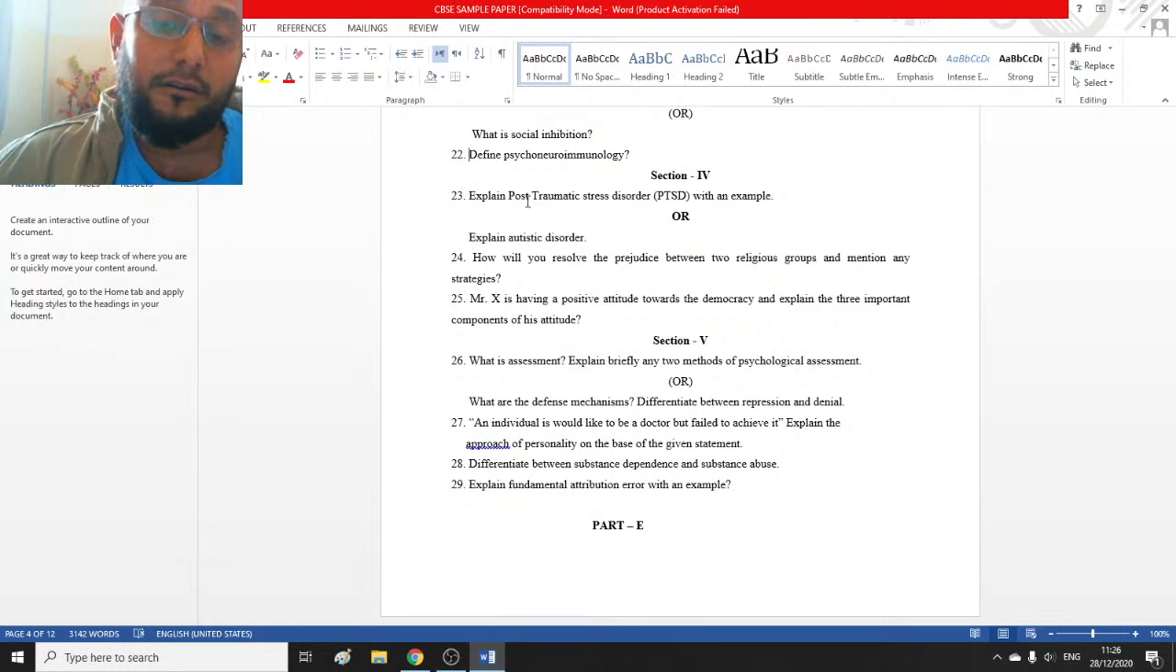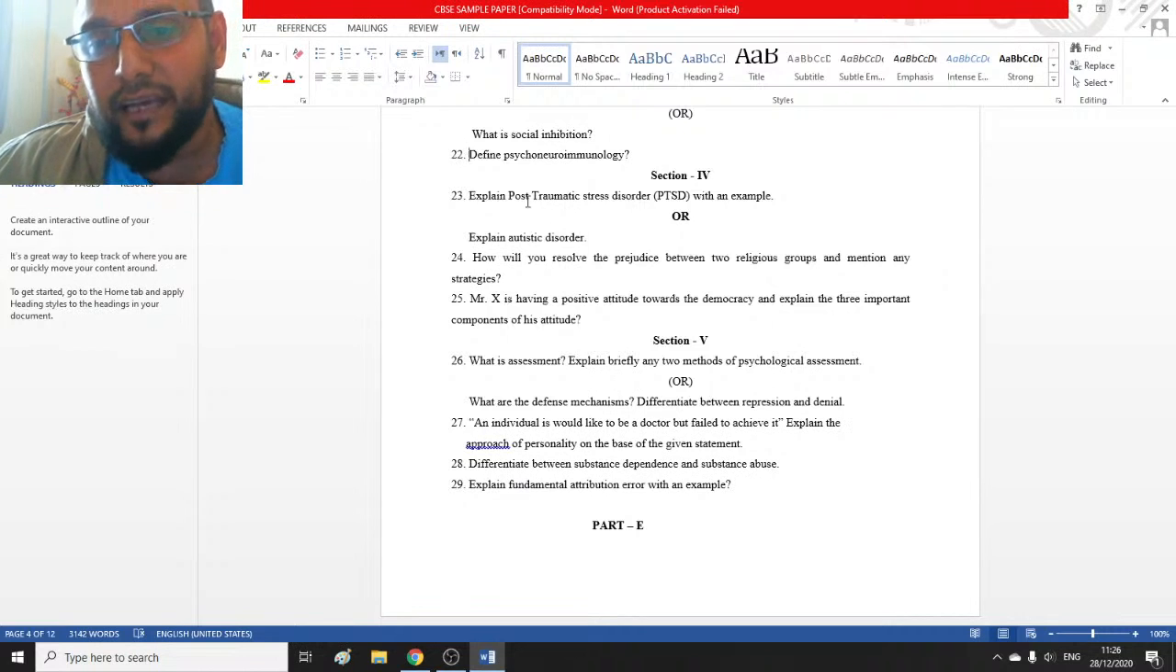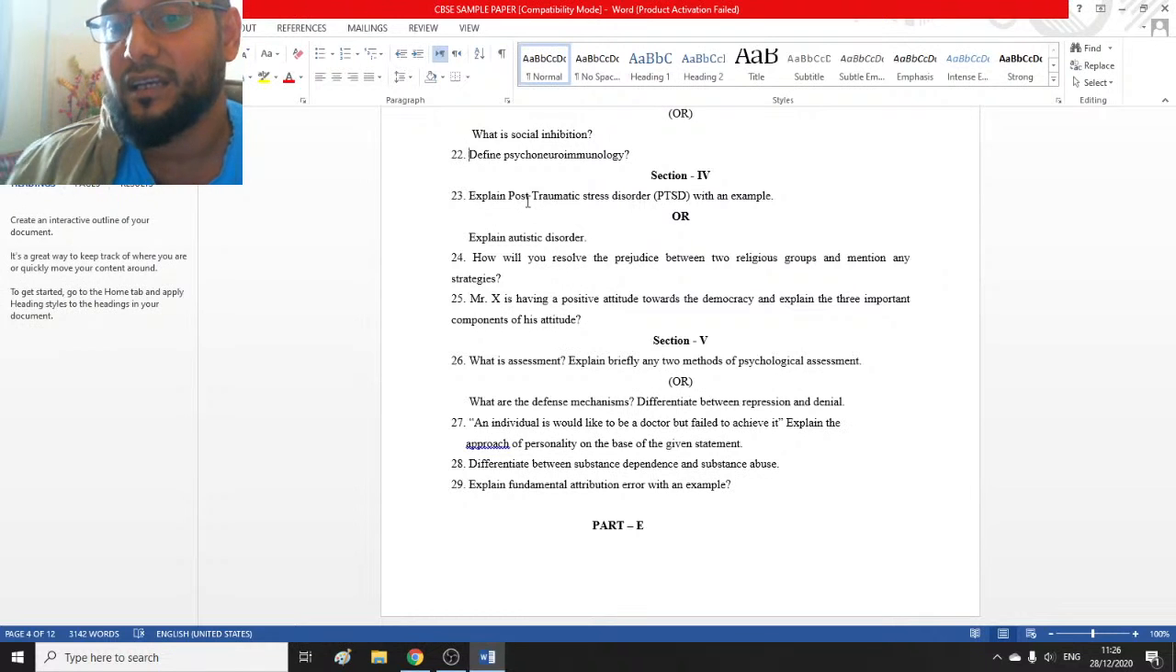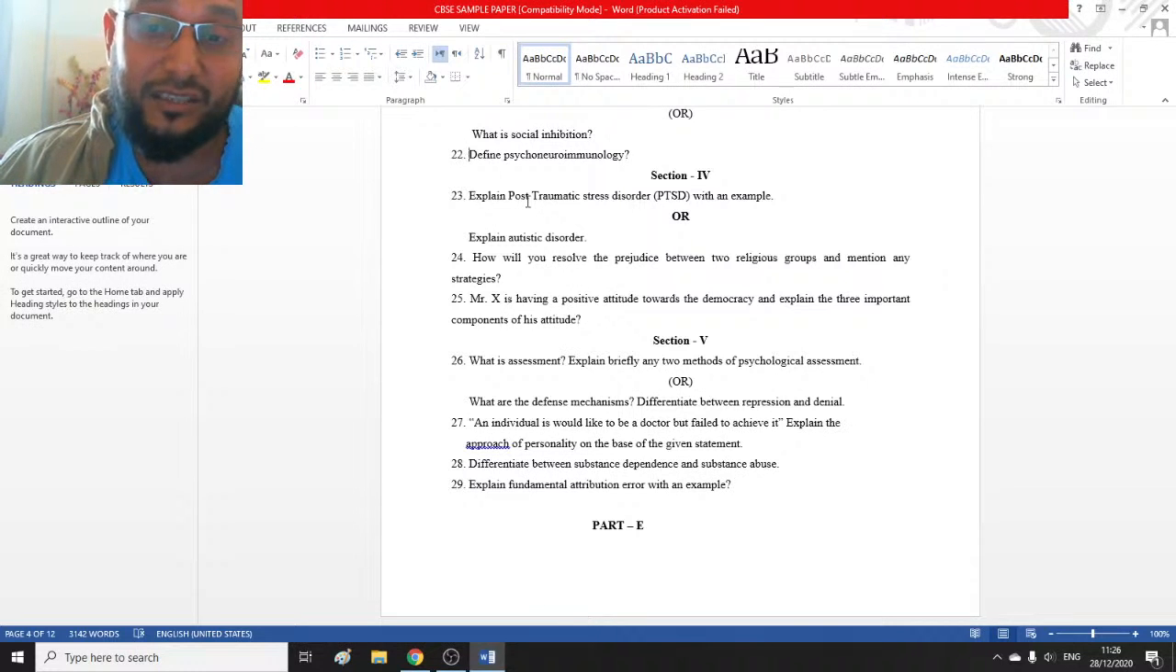So what about the cognitive? You see here, they think in a positive way about democracy. Their thoughts are actually the cognition here. And the actions, you see, behavior, action.